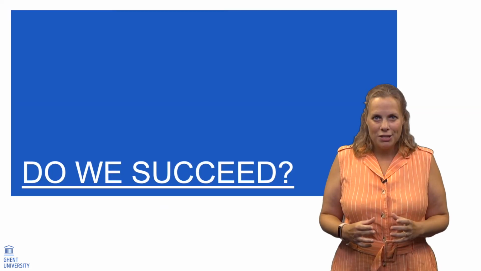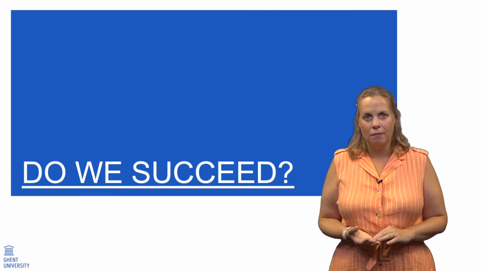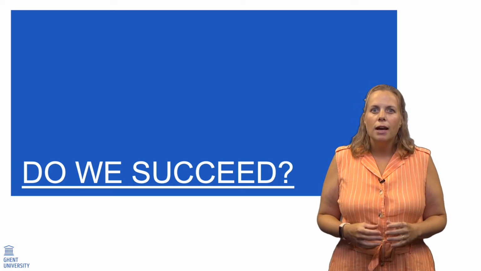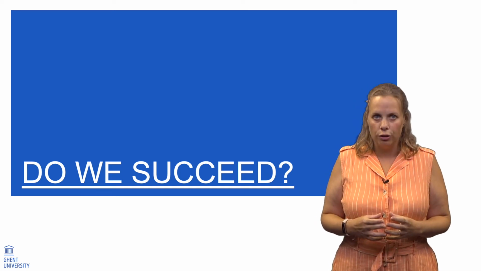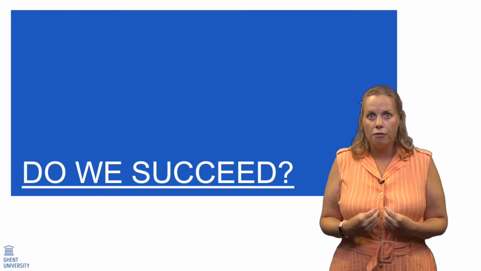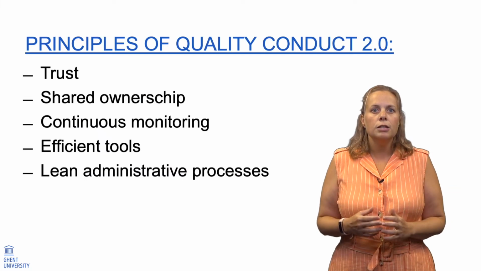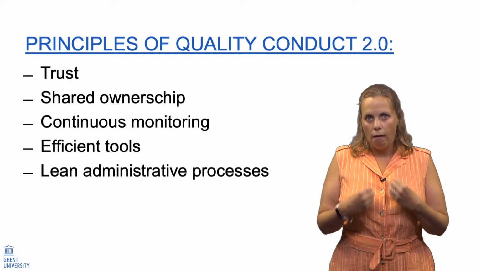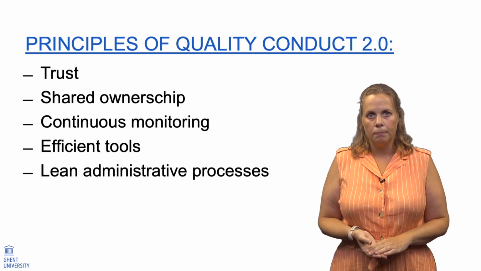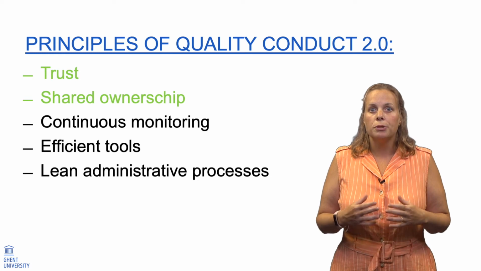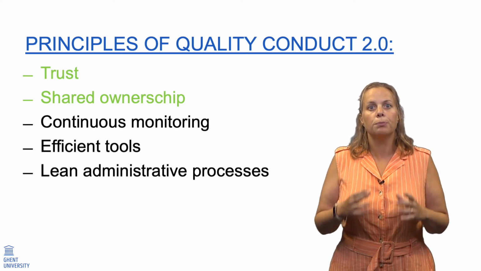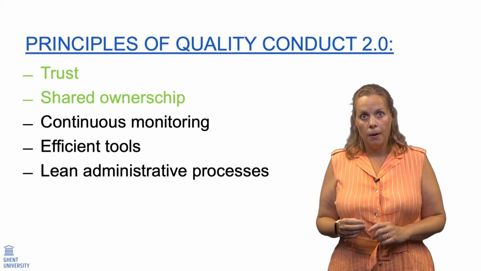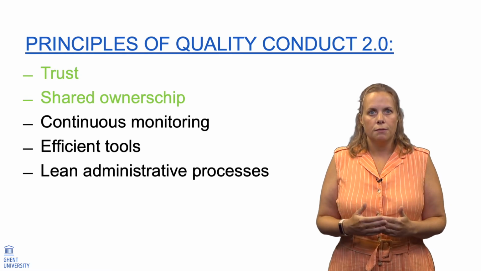And now a reflection on the most interesting question. Do we succeed to realize the objectives of our Quality Conduct 2.0 in our faculty? We reconsider the principles from the beginning and assess them as we do in our education monitor. Our self-evaluation results in a green score for the principal trust and shared ownership, which means we meet the objectives.